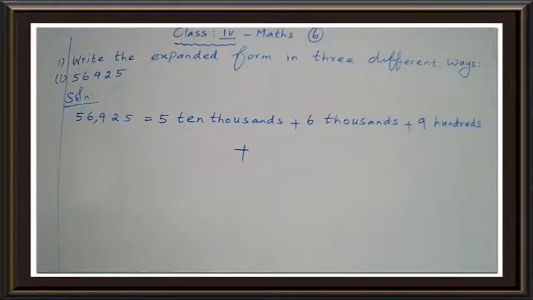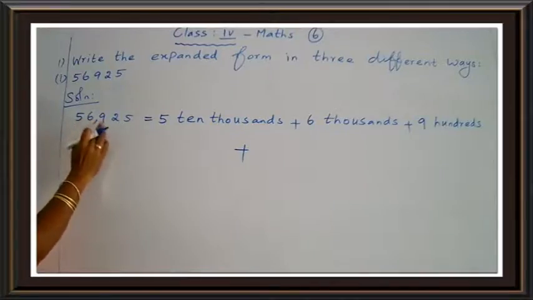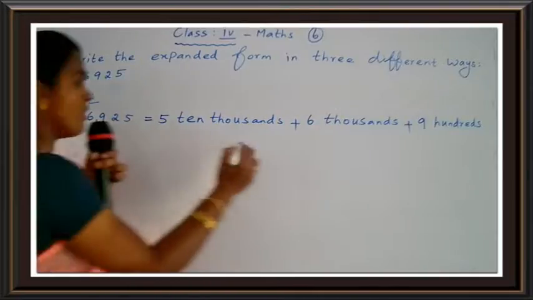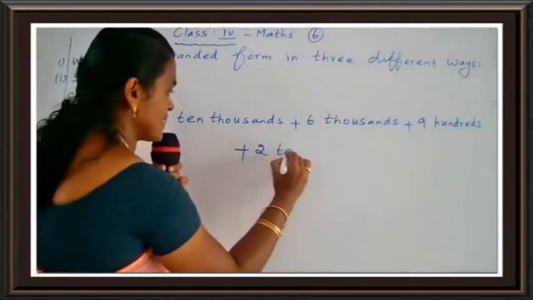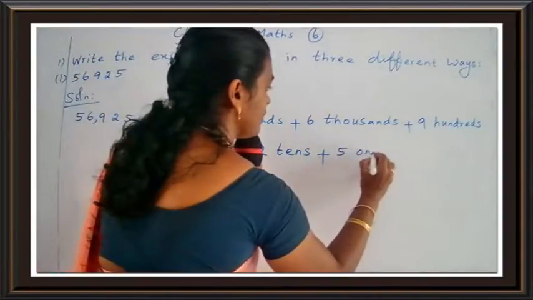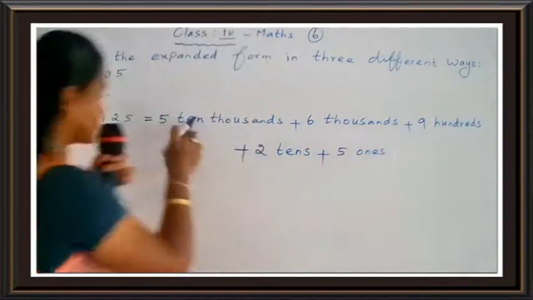Okay, children. Now next digit is 5 finished, 6 finished, 9 also finished. Now you come to this digit, that is 2. What is the position of this 2? Tens. So 2 tens plus 5 ones. This is first way. Now write the second way.